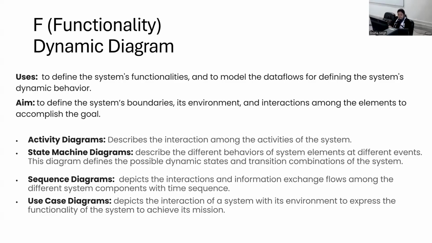Then the last one is the sequence diagram also. So the sequence diagram, as I already expressed, basically shows the occurrences of the events, or you can say the sequence of the events, how these things will happen, right?